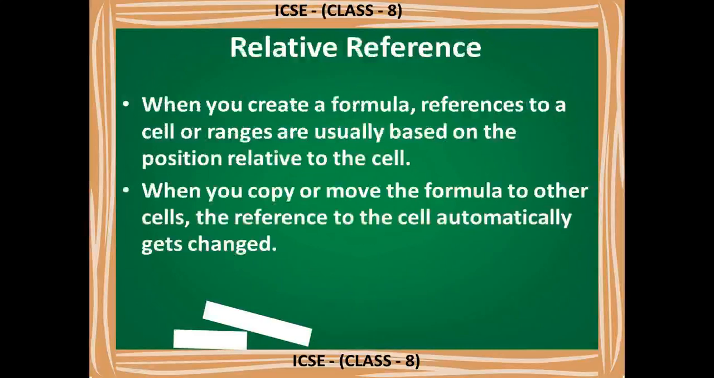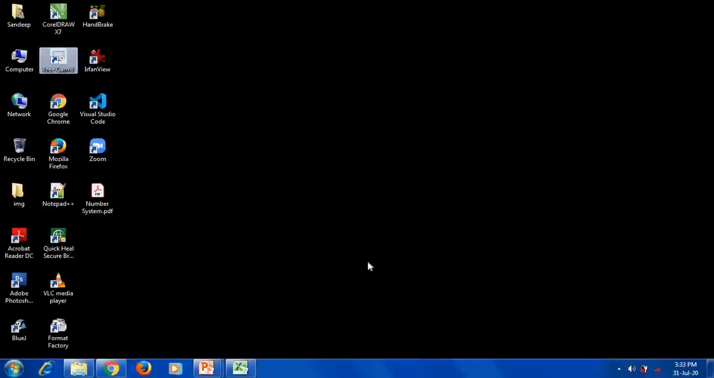The first point is relative reference. When you create a formula, references to a cell or ranges are usually based on the position relative to the cell. So when we create any formula in an Excel sheet, that formula is based on the position where the value is present. When you copy or move the formula to other cells, the references to the cell automatically get changed. So let us see in the practical session.